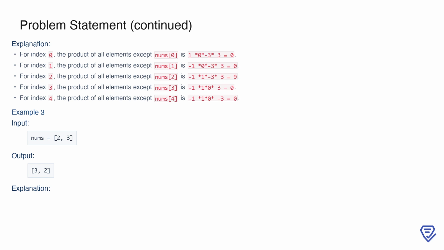However, for index 2, where nums[2] is 0, the product of the other elements is -1 * 1 * -3 * 3, which equals 9. The remaining indices also result in products of 0 since they include the 0 in their calculations. This highlights the need to carefully handle zeros in the array.